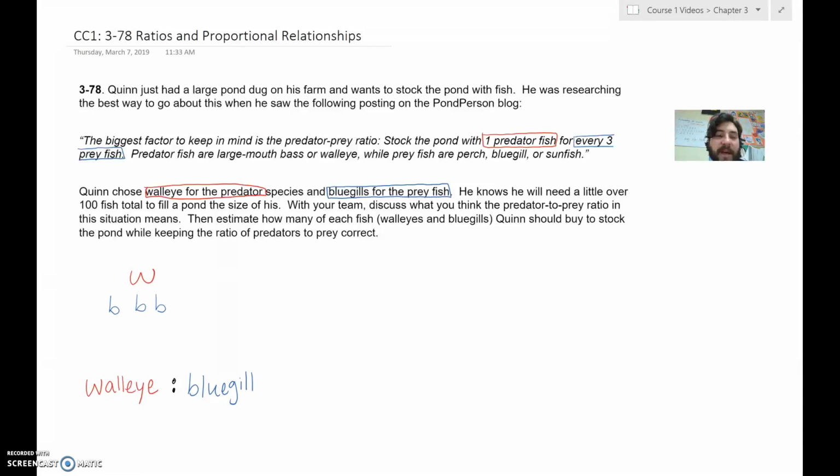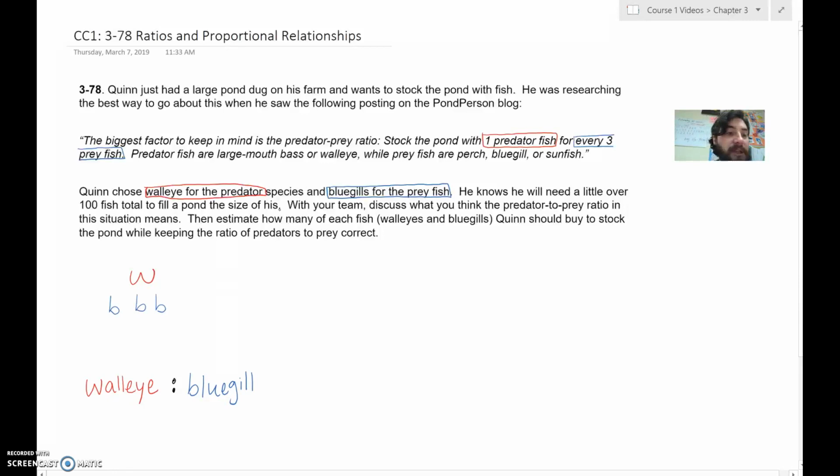This problem is from CPM again, and this is a classwork problem about ratios from Chapter 3. It was just a good one, so I wanted to revisit it. I did make one adjustment to the problem, and it's about this guy, Quinn. He dug a large pond in his backyard and wanted to put some fish in there, and found that the key factor to keep in mind is this predator to prey ratio. So you need one predator fish for every 3 prey fish. He's going with walleyes and bluegills, walleye for the predator and bluegills for the prey. And he knows he'll need a little over 100 fish to fill a pond of his size.